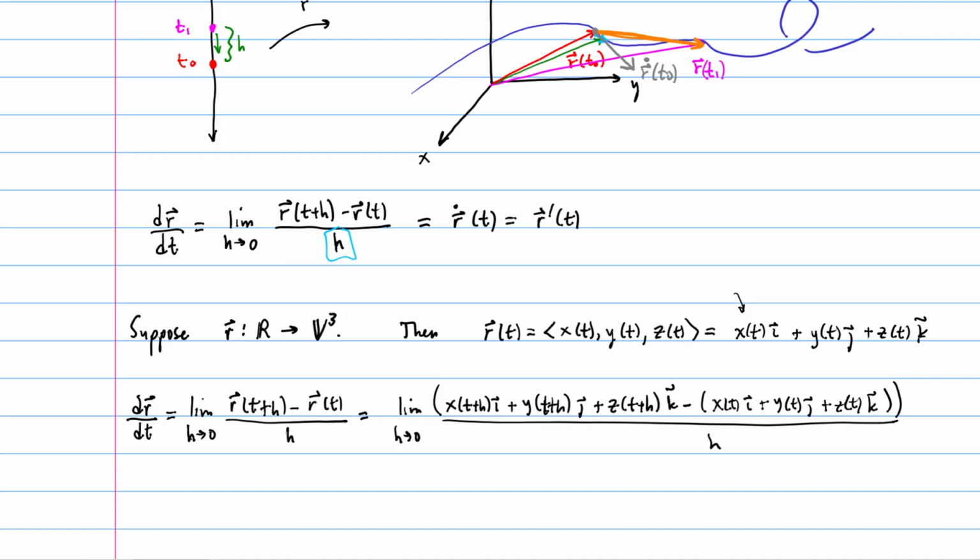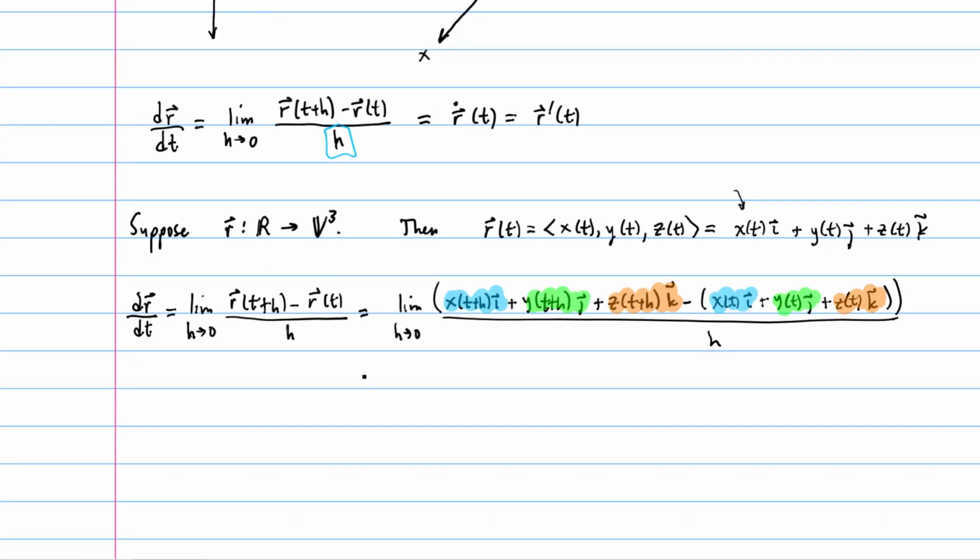And so this can now be distributed out, right? We notice that this term and this term both have i's. This term and this term both have j's. And this term and this term both have k's. And so what we can do is break this up, or at least group it. So that we have the limit as h approaches 0 of, and I'm going to group this up and break them up by blue, green, orange, and each one's going to get their own h here.